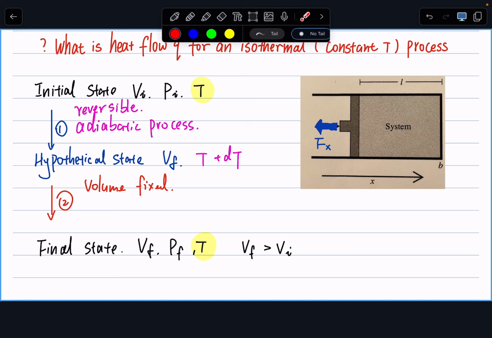Yes? How did you create a hypothetical state? Well, you don't necessarily need to. It's just to help you understand a path that can take place. Okay, any other questions before we go on?